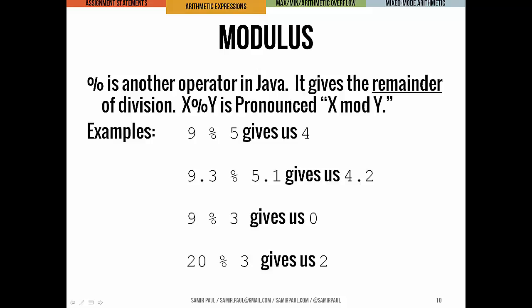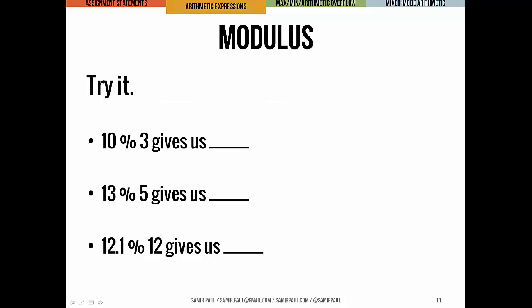Maybe you've seen the modulus operation before. Just as a quick review, this percent sign, we pronounce it as mod or modulus, and it essentially just means give us the remainder. So 9 mod 5 gives us 4 because 9 divided by 5 is 1 remainder 4. 9.3 mod 5.1 gives us 4.2 because 9.3 divided by 5.1 is 1 with a remainder of 4.2. 9 mod 3 gives us 0. There's no remainder there. And 20 mod 3 gives us 2. Now you try a couple.